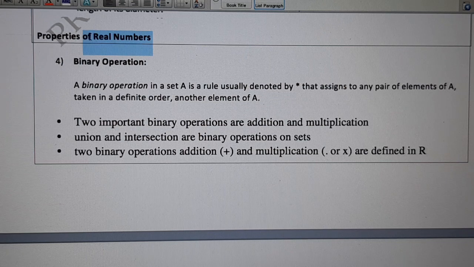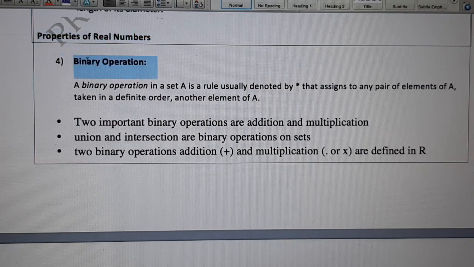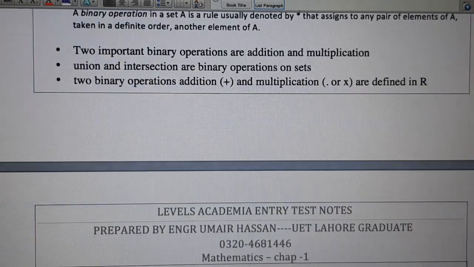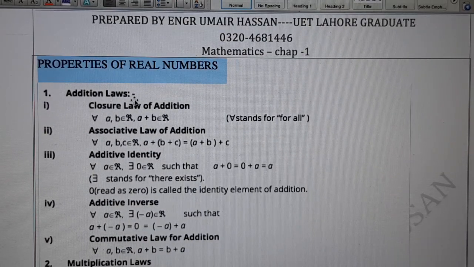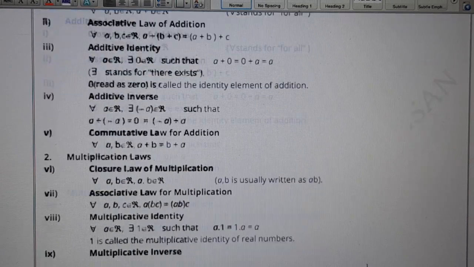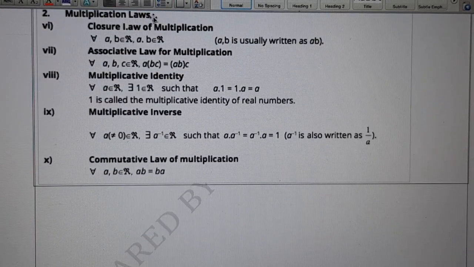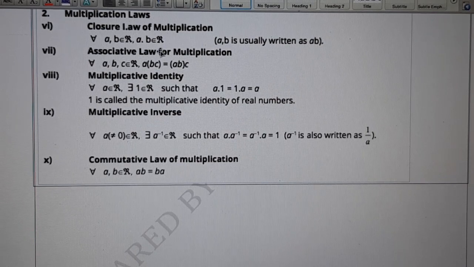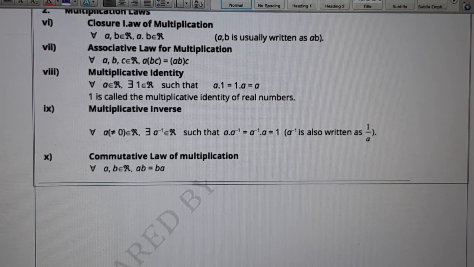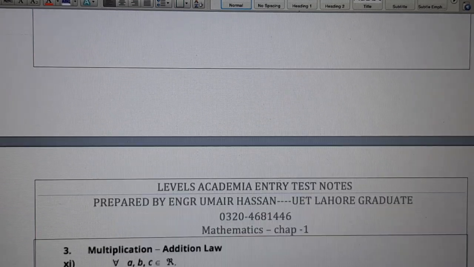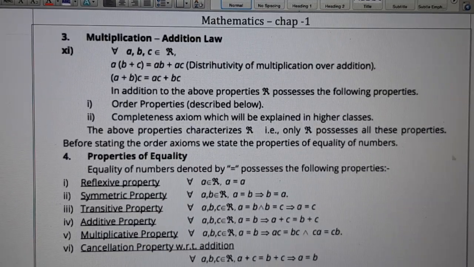The other topics in this chapter are properties of real numbers, what is a binary relation, then properties of real numbers, which include closure law of addition, associative law of addition, additive identity, additive inverse. Then we have the multiplication laws of real numbers: closure law of multiplication, associative law of multiplication, multiplicative identity, multiplicative inverse, commutative law. These are important topics you need to prepare from chapter number 1.